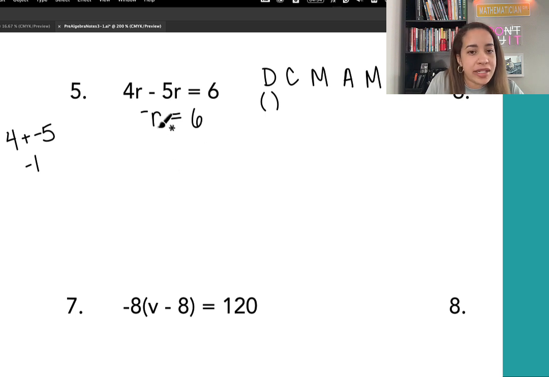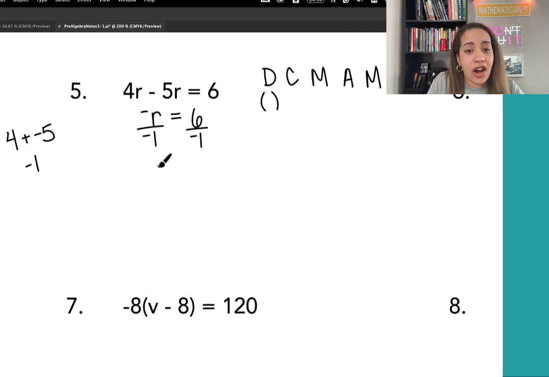We still want to get the r all by itself without anything in front of it. So I need to cancel out this negative sign. So do remember that it's an invisible 1 next to the r. So this is like saying multiplication because it's negative 1 times r. Since it's multiplication, we can do the opposite to both sides. We can divide both sides by negative 1.